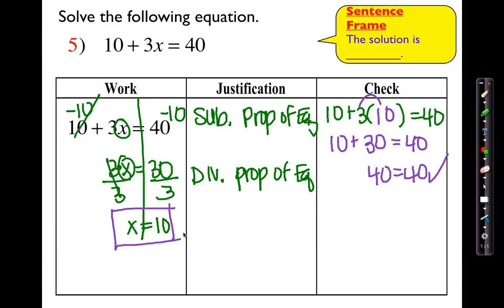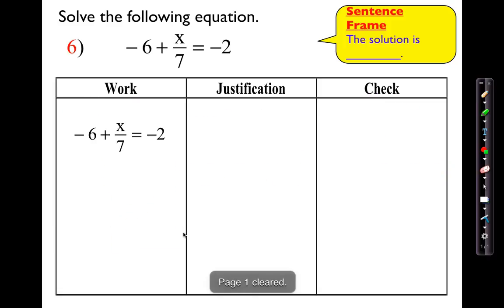So hopefully you got that right. If not, please feel free to rewind and watch the video once more to see where you made a mistake and fix it from there. Okay, now we're going to increase the difficulty level. So now pause the video and try number 6 by yourself.